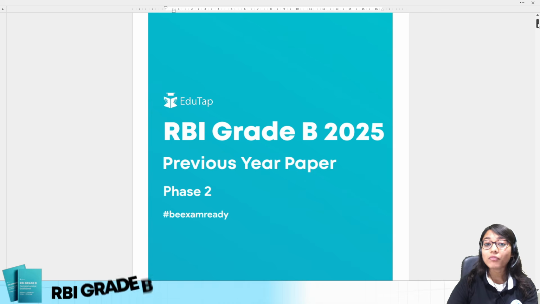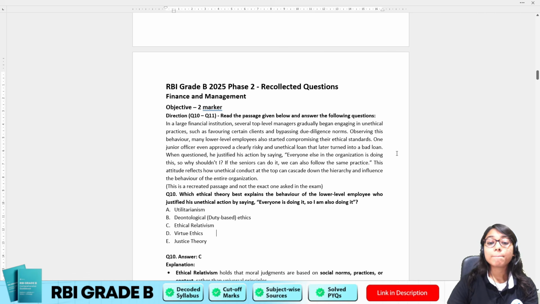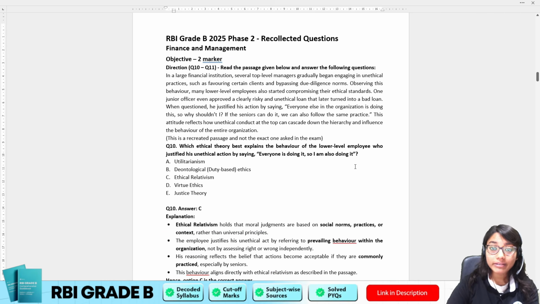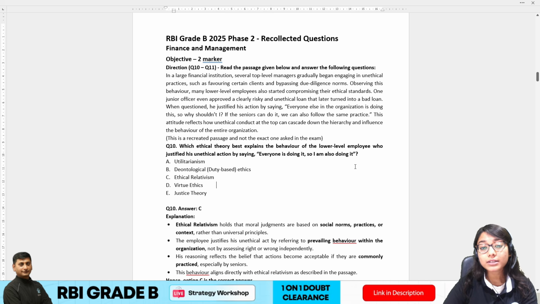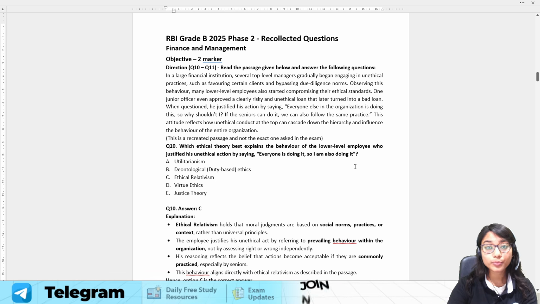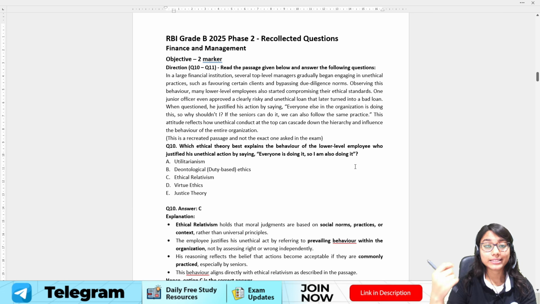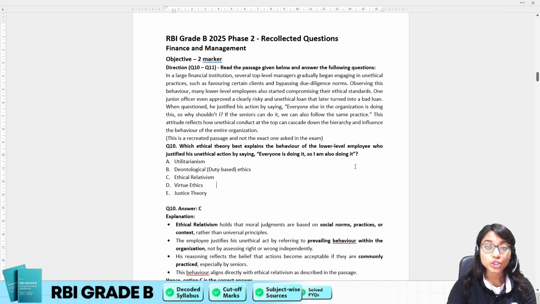Now let's just move forward and have a look at our previous year paper for 2025. Basically, we'll be starting with the management component. Now, generally, 45 to 50 marks come from management. However, 2025 was an exception because only 12 to 13 questions came, so the weightage of management was pretty less. Now, this was an exceptional case, might not be repeated, but nothing can be said for sure, right?